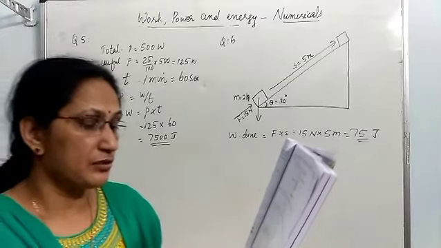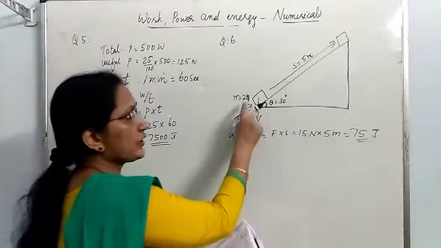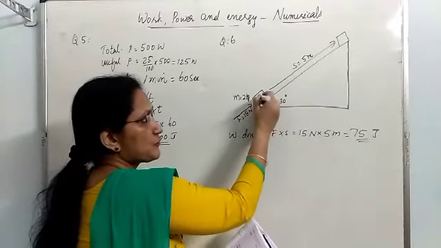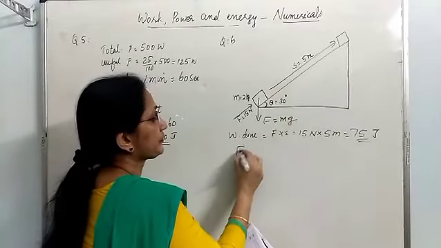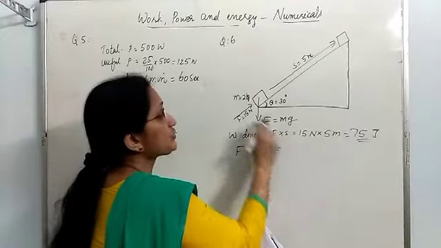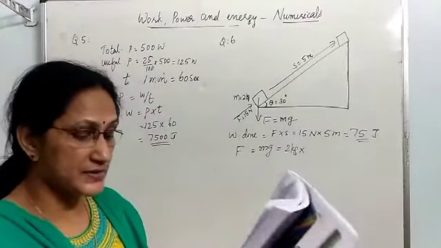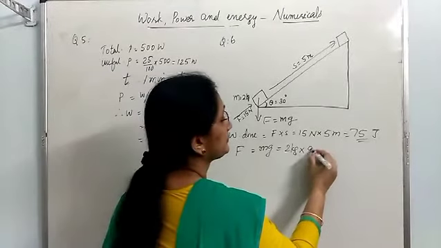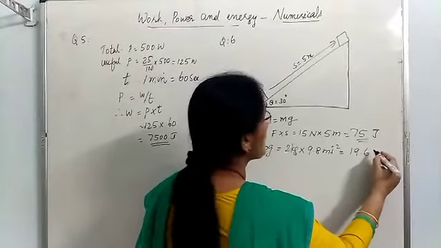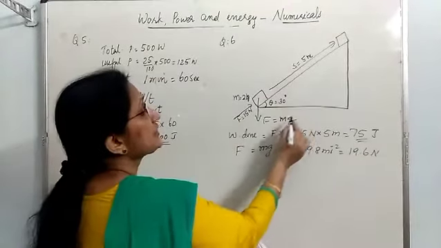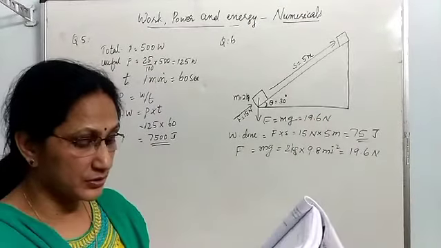Second question, the force due to gravity on the body. Body is of mass 2 kg. So force of gravity F is equal to M into G. M is 2 kg. G is given in the question as 9.8 meter per second square. That means 19.6 Newton. That is the gravitational force acting on the body.